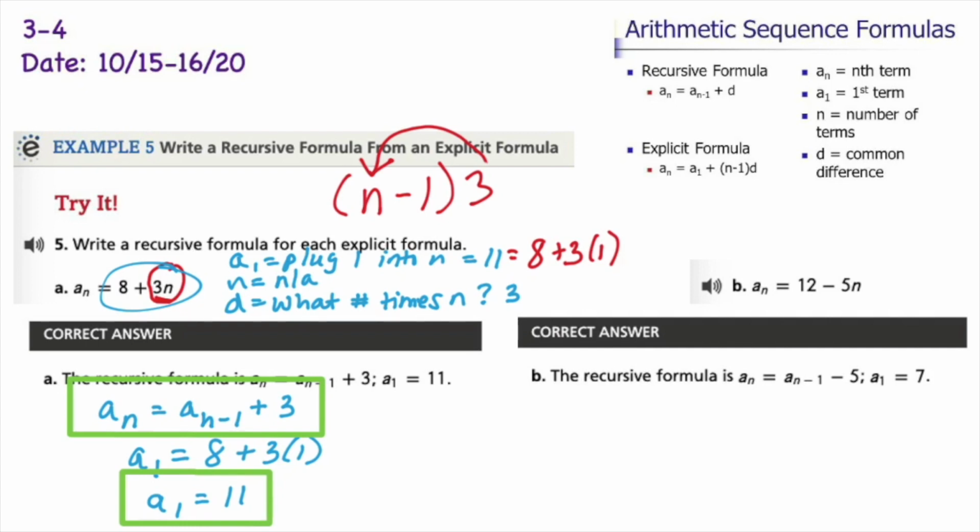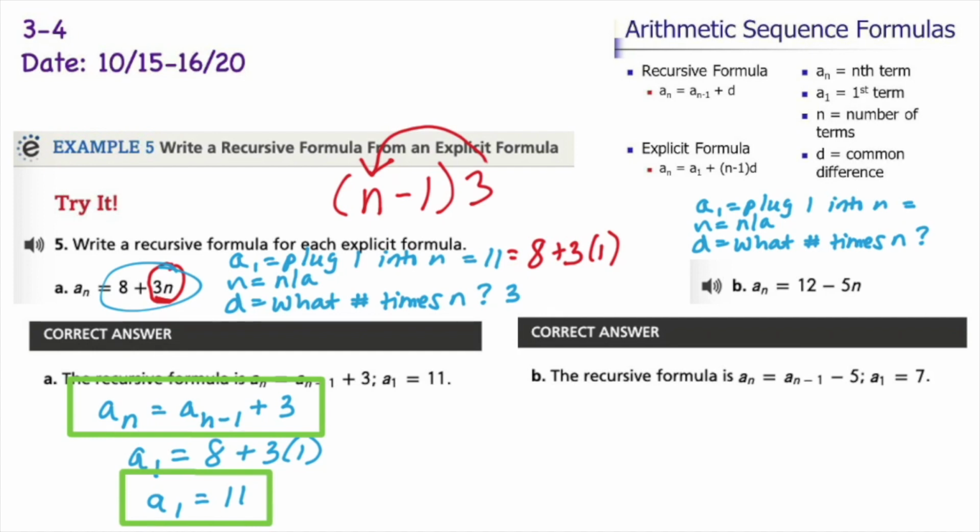All right, welcome back. So b sub n equals 12 minus 5n turns into a sub n equals a sub n minus 1 minus 5, a sub 1 equals 7. So how did they get that answer? I just realized I left the answer up for when I asked you to pause. Oh well, so you should have shown your work. But either way, we're going to find a sub 1, n, and d.